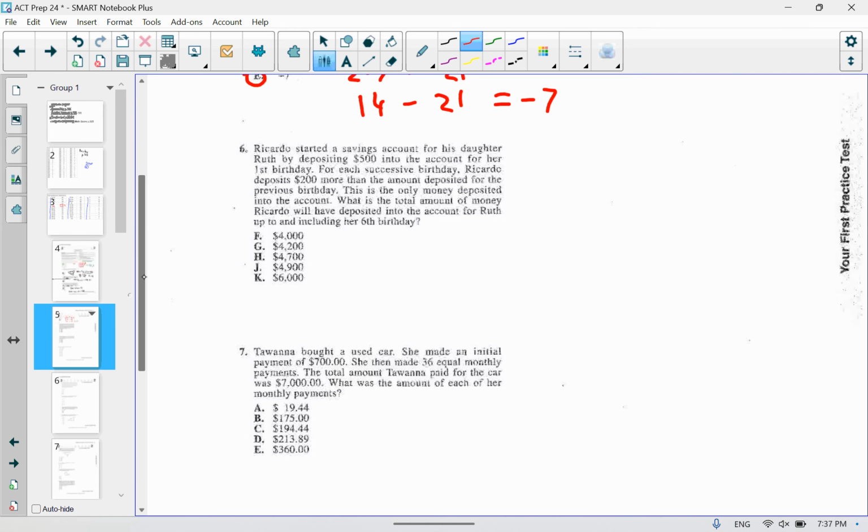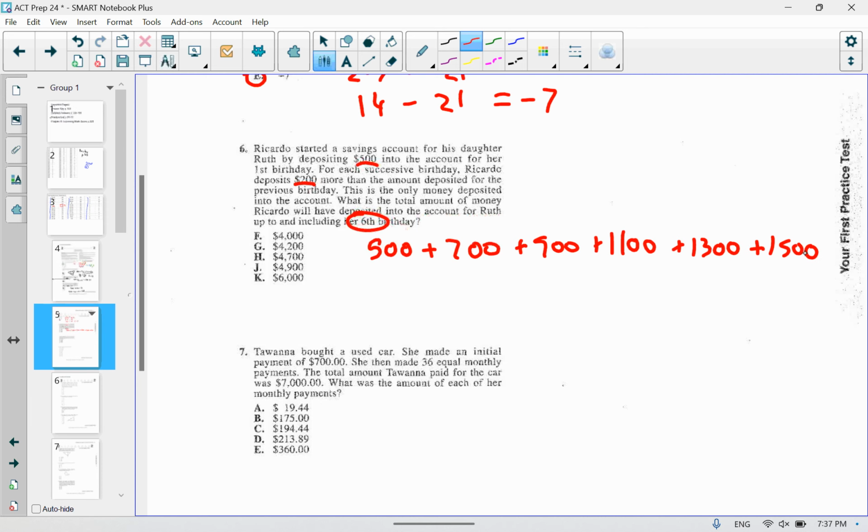Ricardo. Okay, so 500, and it's 200 more every single time. 6th birthday total. So 500. The next one's going to be 700. Then 900, then 1100, then 1300, then 1500. And I could add all those numbers together because that's 1, 2, 3, 4, 5, 6 birthdays. That would give me 6,000.